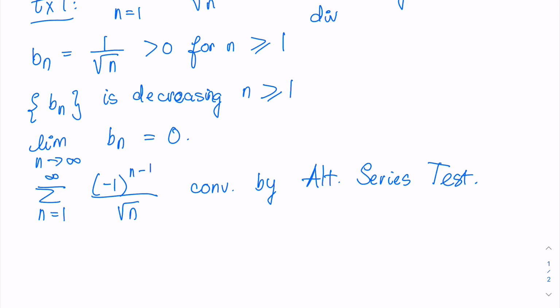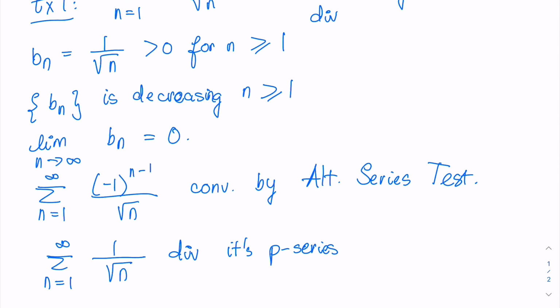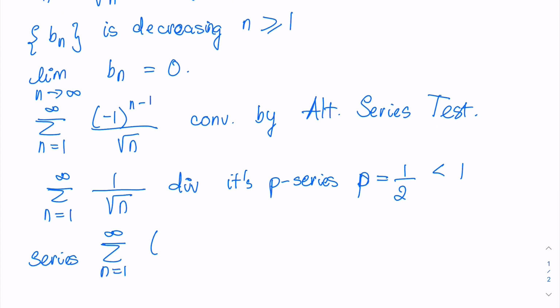So to determine absolute convergence, we go back and take a look at this series from 1 to infinity, 1 over the square root of n. This series turned out to be divergent because it's the p series. And for this p series, p is 1/2, and 1/2 is less than 1. Therefore, it's divergent. So the original series, which is the alternating series, is conditionally convergent.